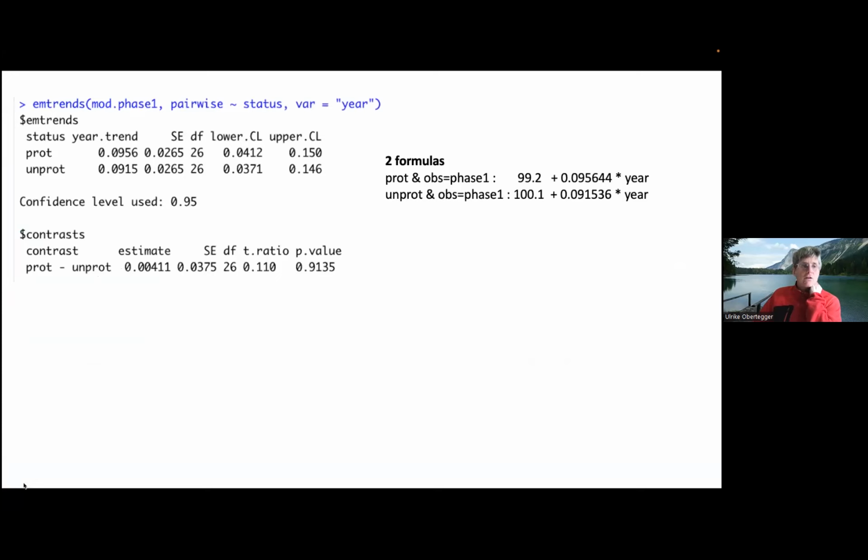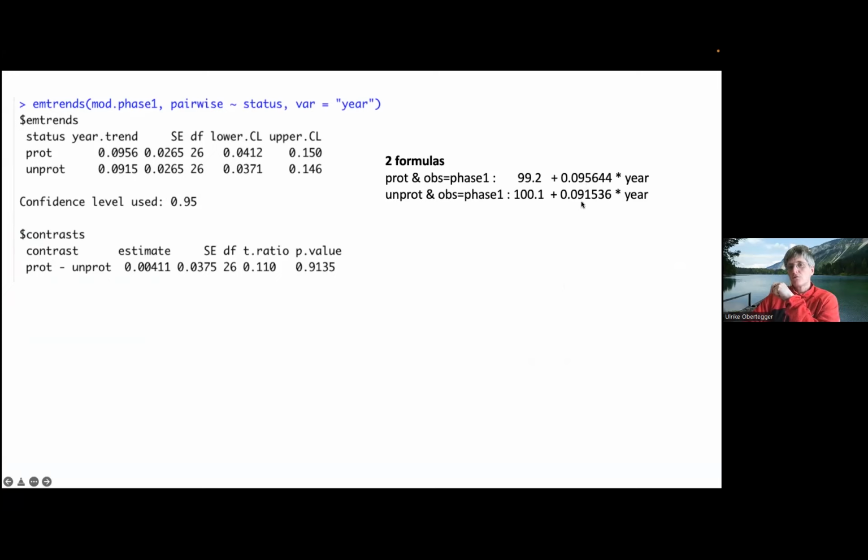And here is the output. So the output tells you 2 things. First, it gives you the slope for the protected and for the unprotected relationship. And the slopes are, I would say, the same as estimated with our three-way interaction model. But the thing we are interested in is this part, because here it's testing if the slopes are statistically significantly different.